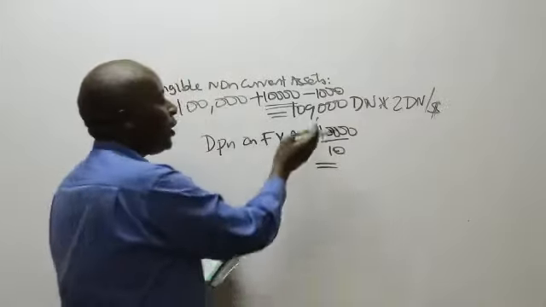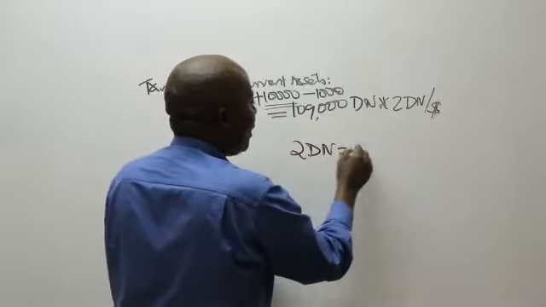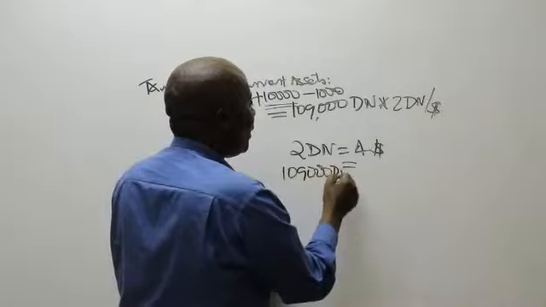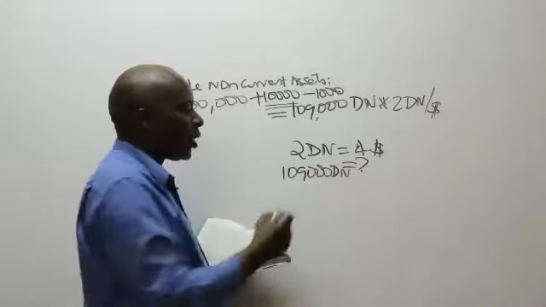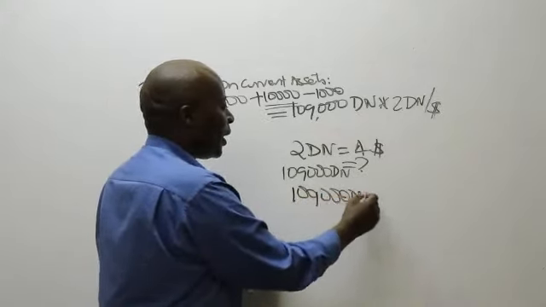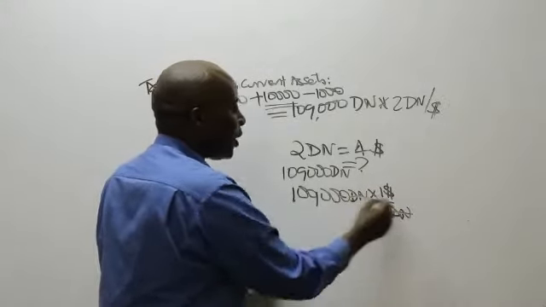Alternatively, you could do this in your mother tongue. First of all, do it in your mother tongue. Say 2 dn equals $1. How about 109,000 dn? So when you cross multiply, it'll be 109,000 dn times $1 divided by 2 dn. So that now the dn will cancel out.